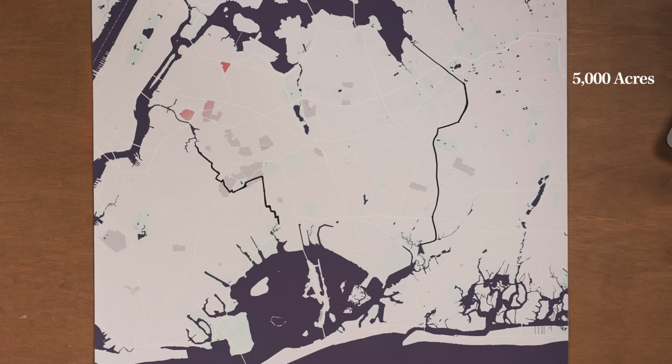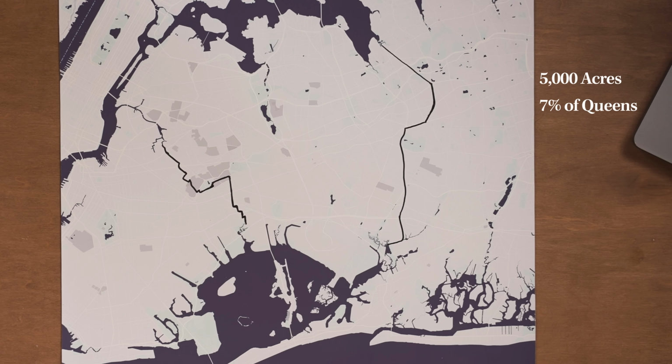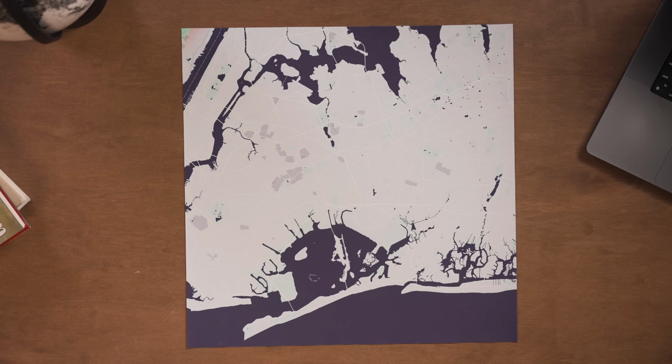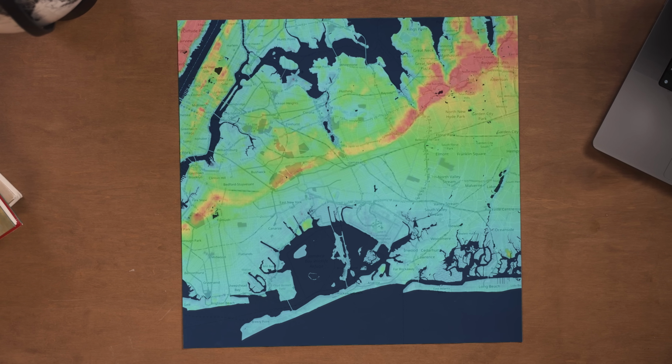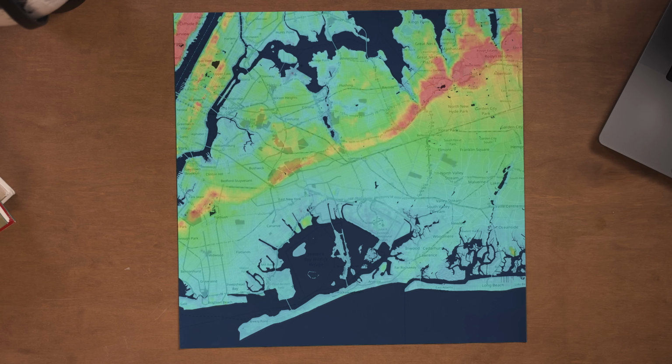Cemeteries take up roughly 5,000 acres in Queens, roughly 7% of the entire borough. If that doesn't seem impressive, think about it like this. Queens is half the size of Chicago, yet has 3 times the amount of land dedicated to cemeteries. If you look at a topographical map of the area, you can see that they're all along the high ground of the terminal moraine, which makes sense if you want to keep your burials dry.